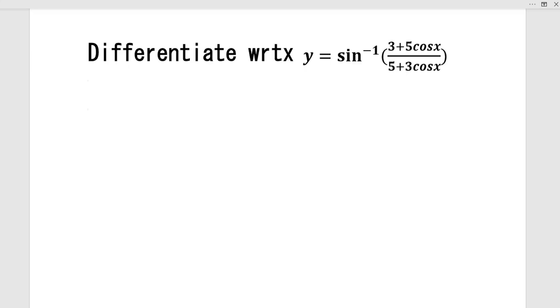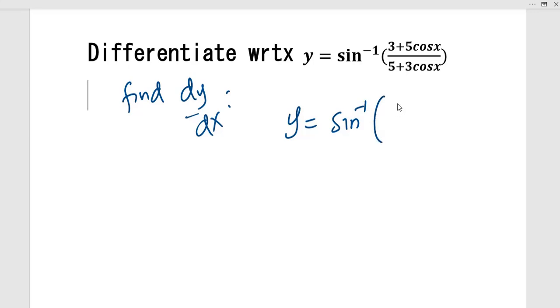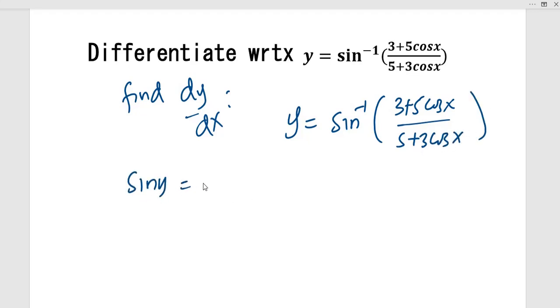In this particular discussion, we have an expression y equal to arc sine of (3 plus 5 cos x) divided by (5 plus 3 cos x). They want us to find dy/dx. So now our y is equal to arc sine of (3 plus 5 cos x) divided by (5 plus 3 cos x). What does this mean? It means sine y is equal to (3 plus 5 cos x) divided by (5 plus 3 cos x).